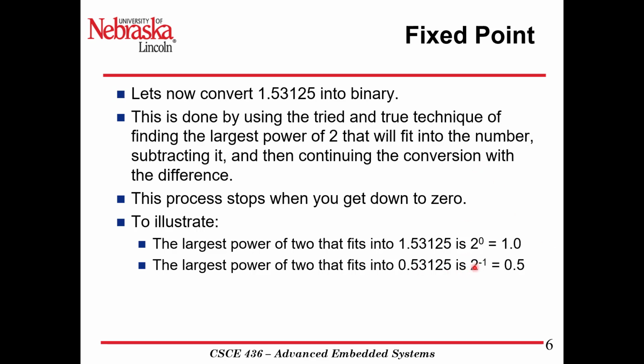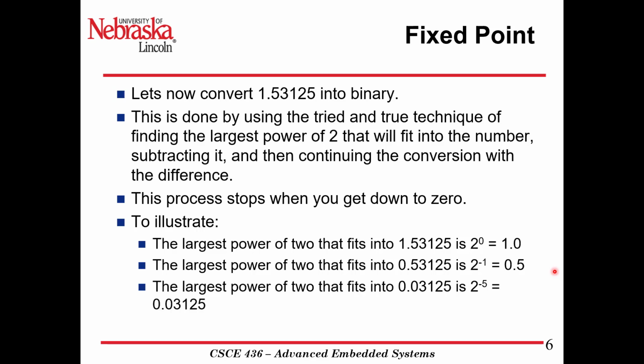And the largest power that fits in that is 2 to the negative 1, which is 1/2. After that, we're given 0.03125, and the largest power of 2 that fits into that is 2 to the negative 5, and that's 0.03125. Thus, our binary number is 1.10001. Right? We don't have a 2 to the negative 2, 3, or 4. So those 3 bits are 0.